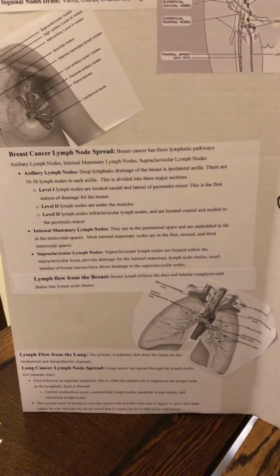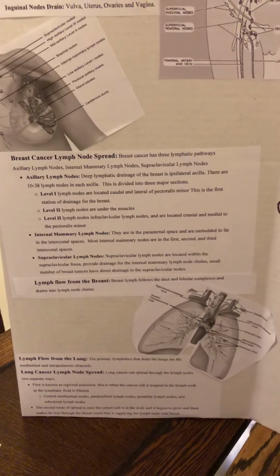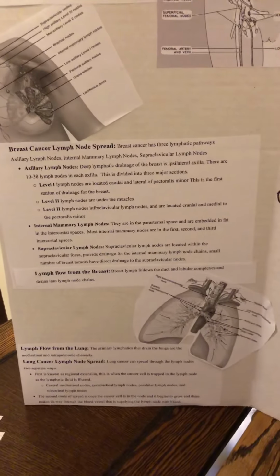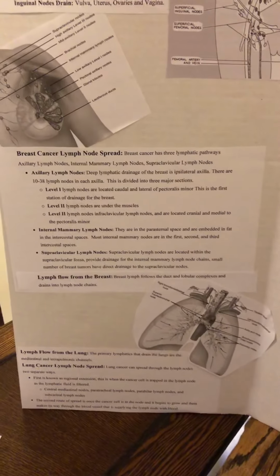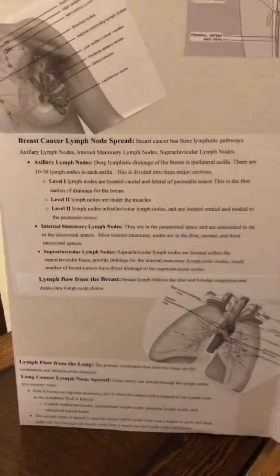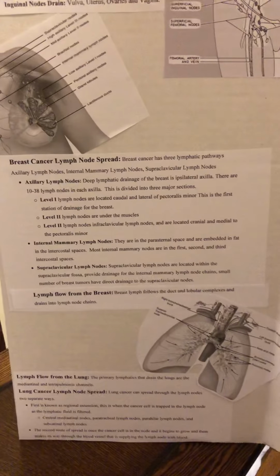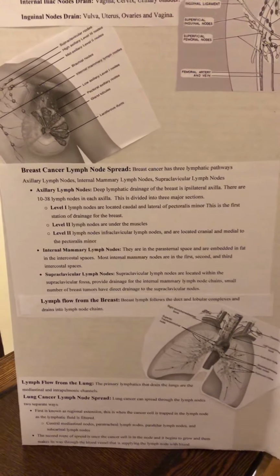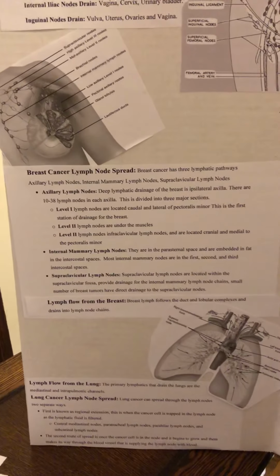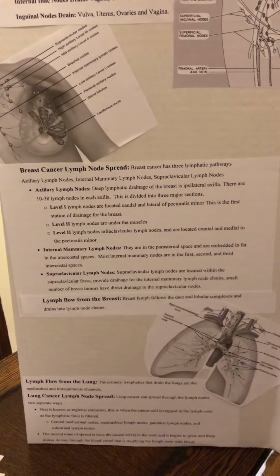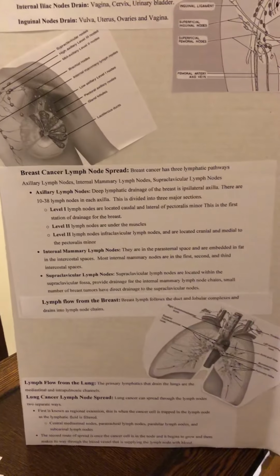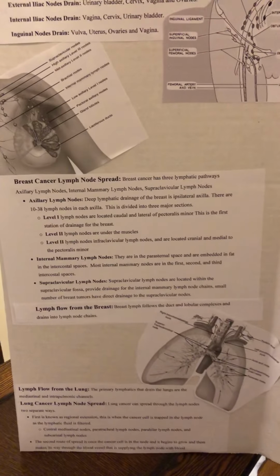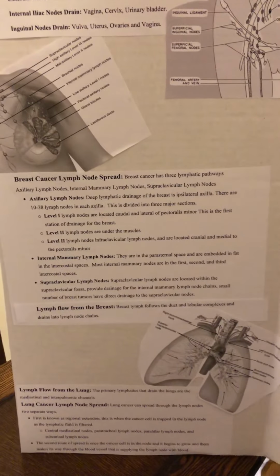The axillary lymph nodes are the deep lymphatic drainage of the breast and is the ipsilateral axilla. There are 10 to 38 lymph nodes in each axilla. The axilla is divided into 3 major sections. So the first section is level 1. Lymph nodes are located caudal and lateral to the pectoralis minor. This is the first station of drainage for the breast. Level 2 are under the muscles, and level 3 lymph nodes, infraclavicular lymph nodes, are located cranial and medial to the pectoralis minor.